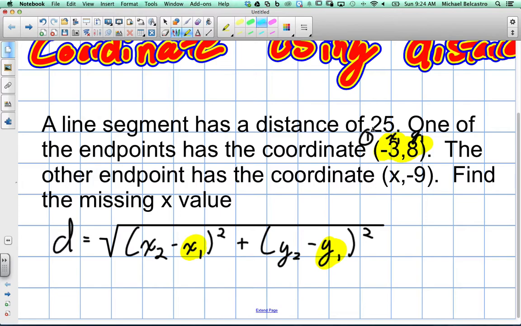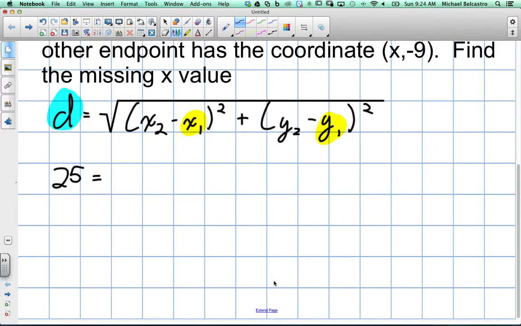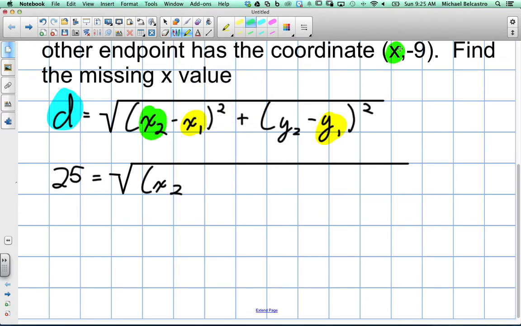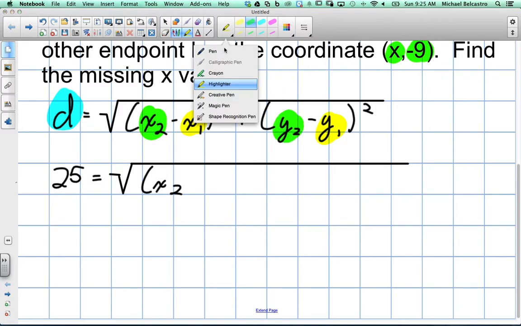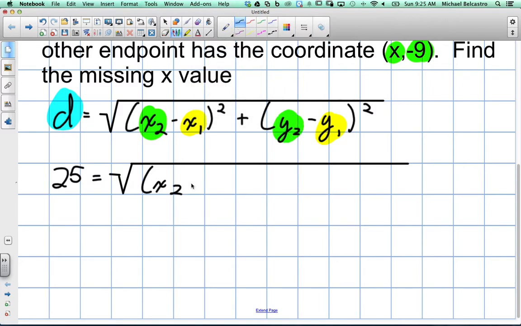We also know the distance is the value of 25, so we're going to replace the value of d with that. So algebraically, we'll have 25 is equal to, okay, we still have our square root. Our x2 is an unknown value. Right? We're going to call that x. But our y2 isn't. That's actually going to be the value of -9. So we are going to plug a value in for that.